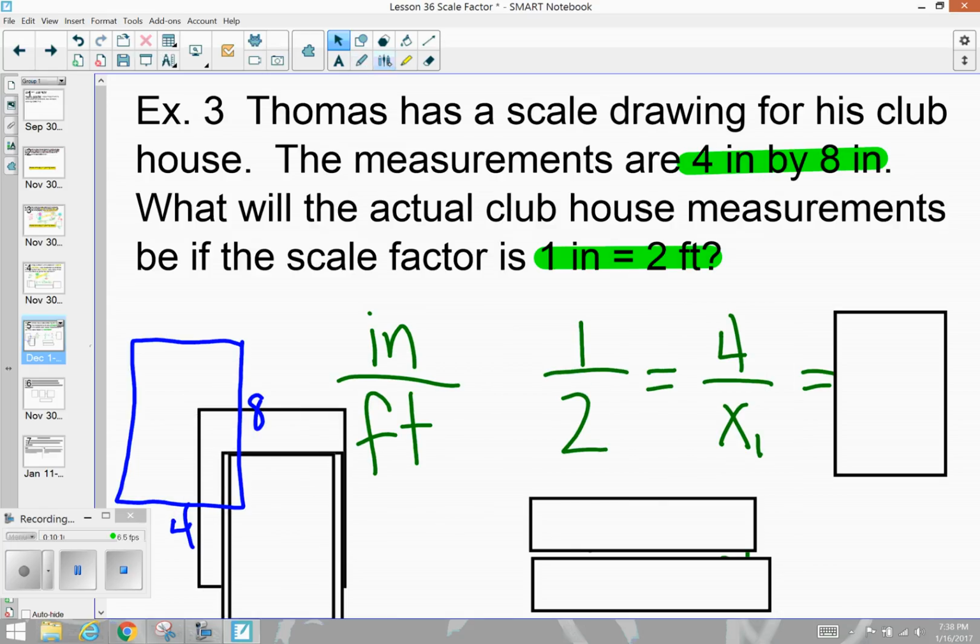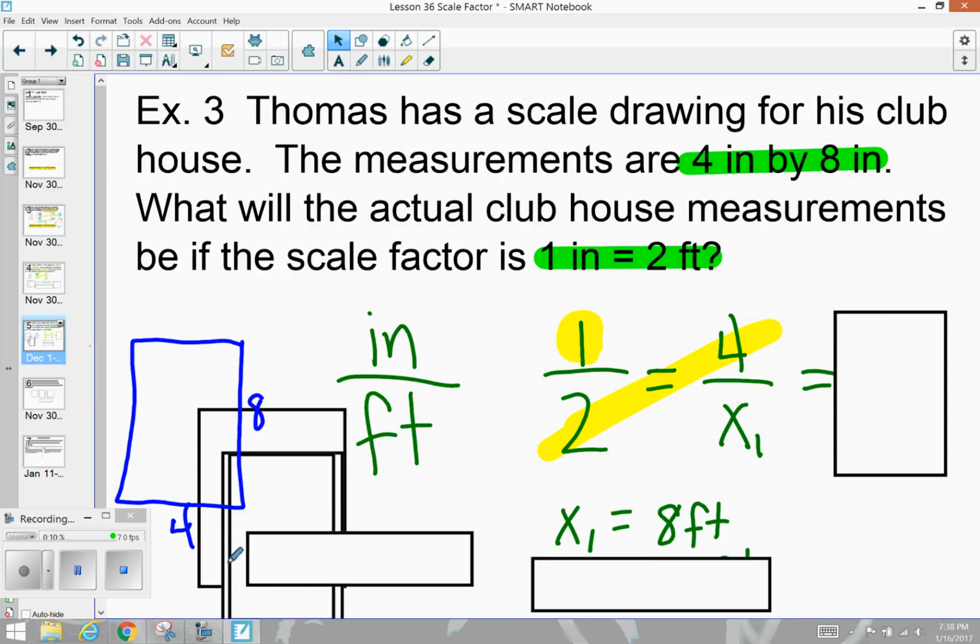So we are going to go ahead and cross multiply. We're going to multiply 2 times 4, and then divide by 1, and I labeled this the first value, x to the first power, okay? And when we divide by 1, you get that the first part, x is 8 feet.